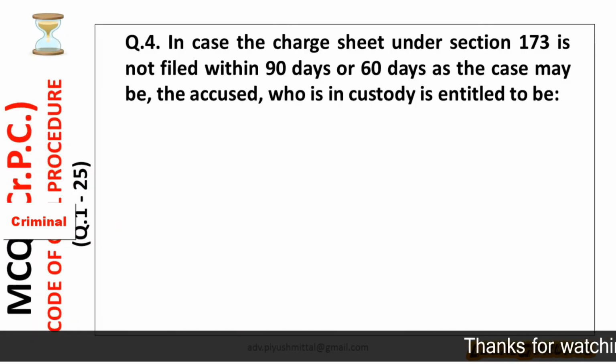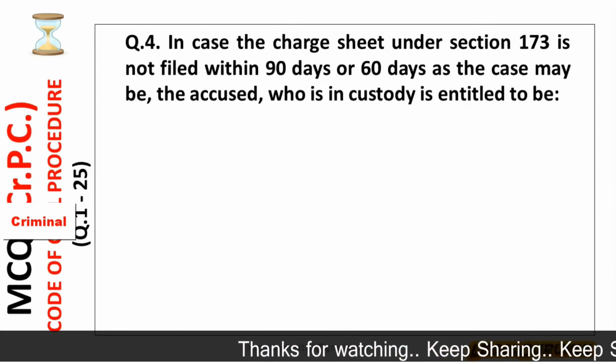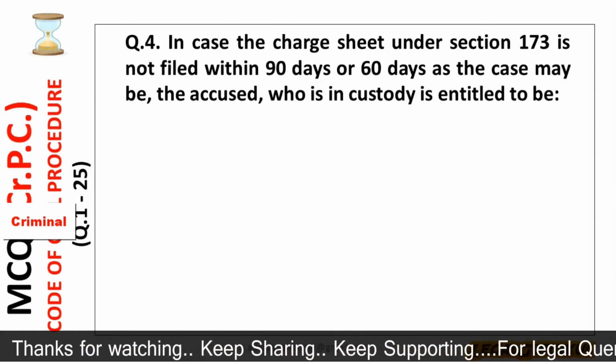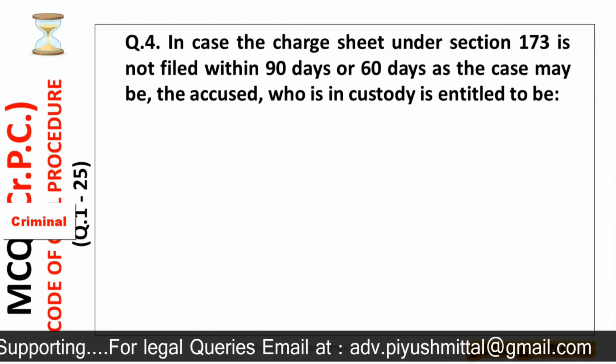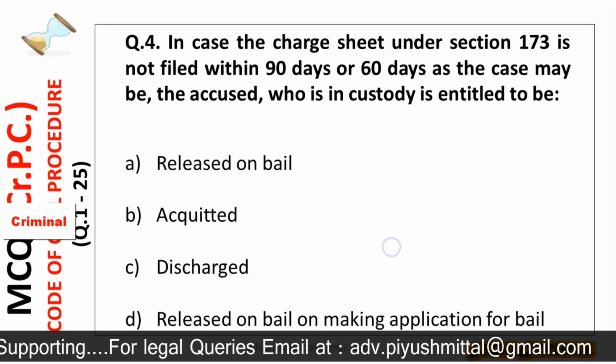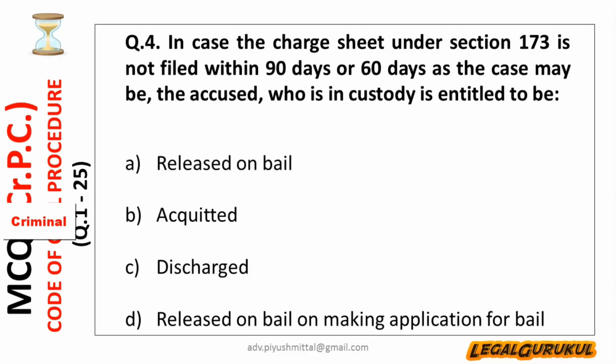Question number 4. In case the charge sheet under section 173 is not filed within 90 days or 60 days, as the case may be, the accused who is in custody is entitled to: option A, released on bail, B, acquitted, C, discharged, D, released on bail on making application for bail. And the correct answer is D, released on bail on making application for bail.